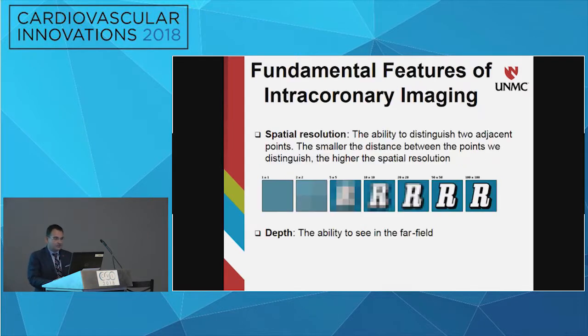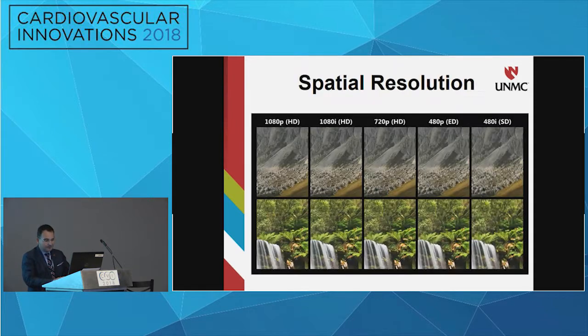These are my disclosures. I'm not going to get deep into medical imaging physics, but there are two fundamental features that determine the quality of intracoronary imaging. The spatial resolution, which is the ability to distinguish two adjacent points, and obviously the smaller the distance between those two points, the higher the spatial resolution. And the second feature is the depth, the ability to see in the far field.